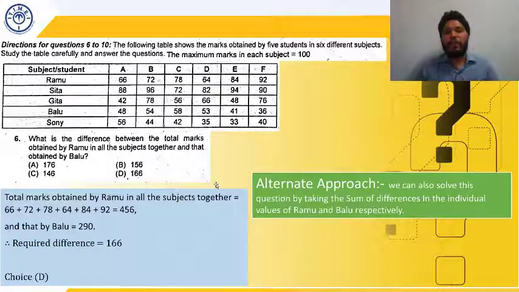Similarly, we can do it for D, E and F subjects, and the sum turns out to be 166 only. So we can do it by this method also. Rather than summing up all the marks of Ramu and all the marks of Balu and taking the difference, we can do it by using an alternate approach, which suggests that we can take the individual differences and then take the sum of differences. Okay, I hope it is clear to everyone. Let's move on to the next question.